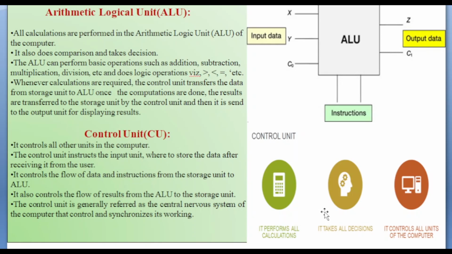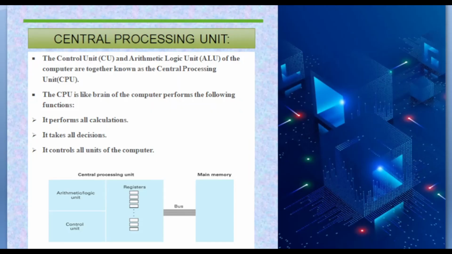Next is the control unit. It controls all other units in the computer. It instructs the input unit where to store the data after receiving it from the user. It controls the flow of data and instructions from the storage unit to the ALU, and also the flow of results from the ALU to the storage unit. So we can compare the control unit to the central nervous system of the computer, which controls and synchronizes its working.